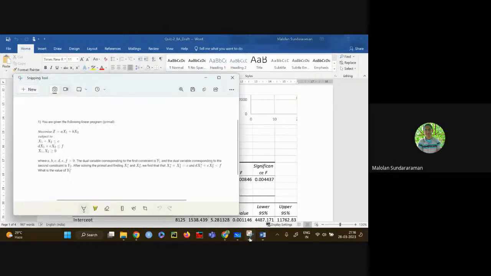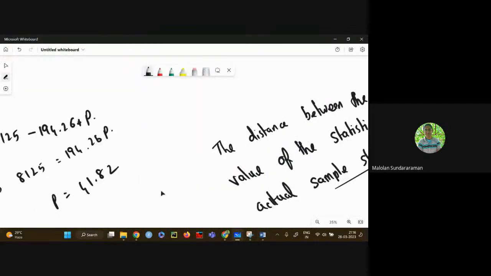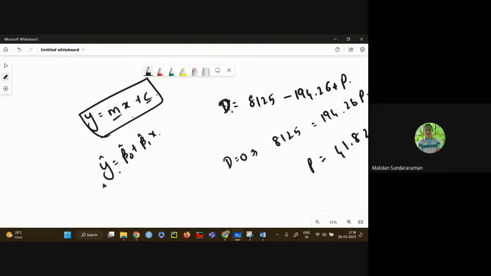If I don't give it to you, then you will end up with a scenario that looks like this. Either you will be given only this equation, y hat is equal to beta naught plus beta 1 x, and from there you should proceed. Or else I will tell you fit a linear straight line model for the data. Then you just fit it as a y is equal to mx plus c kind of a model, plug in two values, find m, find c, then proceed from there.